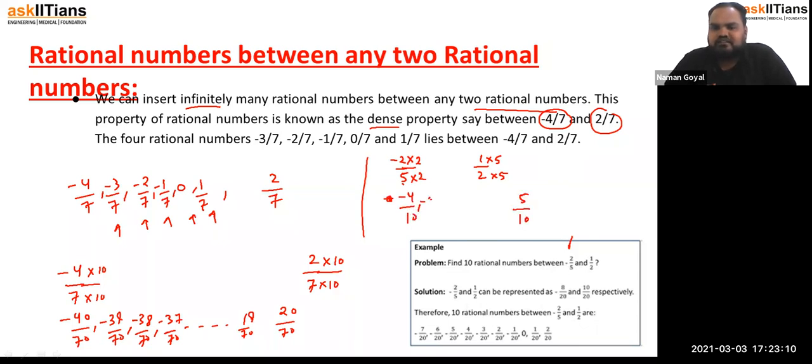Now the next are minus 3 by 10, minus 2 by 10, minus 1 by 10, 0. You can erase this. Let me erase this.